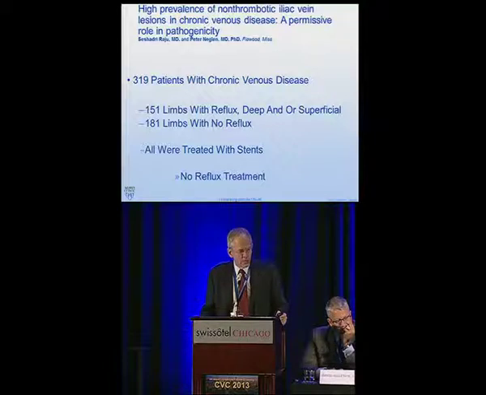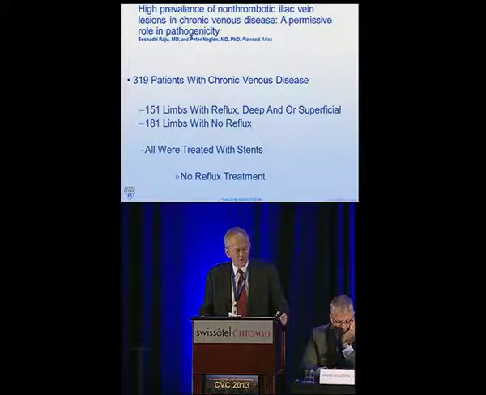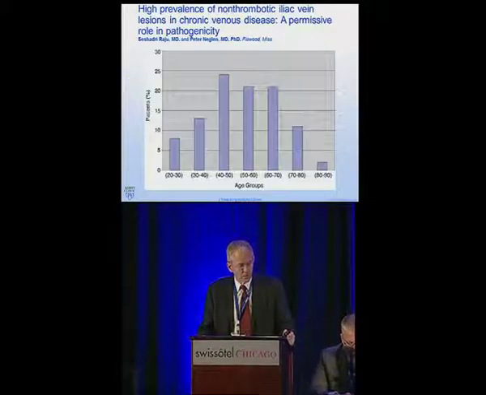Neglen and Raju, who have been publishing on the management of iliac vein occlusion and obstruction, came out with this very nice paper of 319 patients, all of whom had obstruction of the iliac veins and subsequently were treated with iliac vein stents. Some of them had superficial or deep or a combination of reflux in the limb, but they did not address that at that time. I'm not going to go into the outcomes as far as clinical outcome.